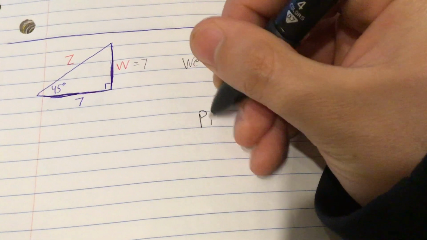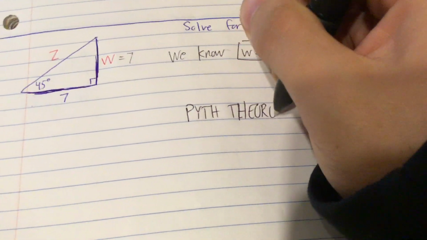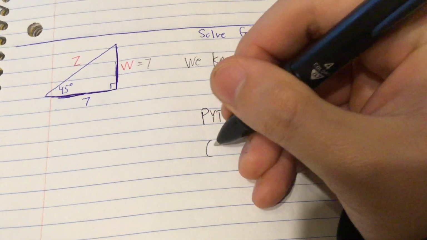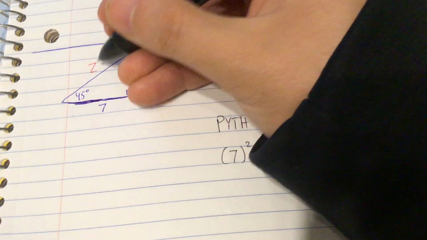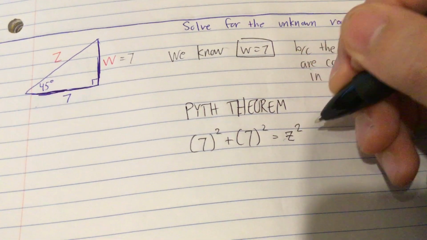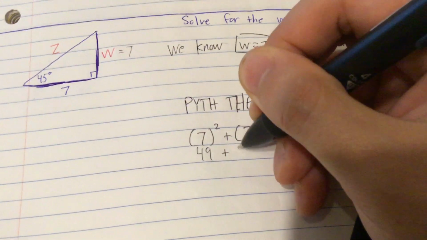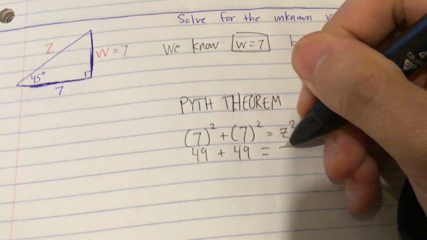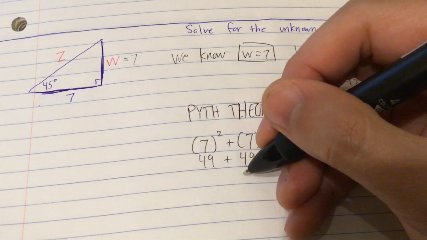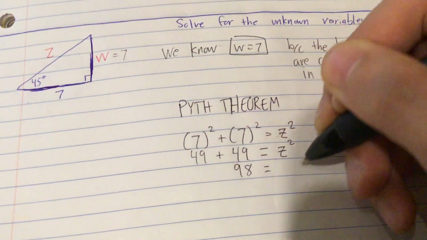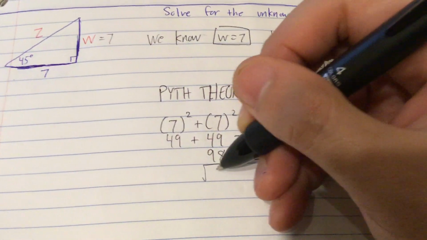So, by Pythagorean theorem, we've got leg squared plus leg squared equals hypotenuse squared. 7 squared is 49. 7 squared is also 49. So 49 plus 49 is equal to Z squared. 49 plus 49 is 98, which is equal to Z squared. And now we square root both sides.